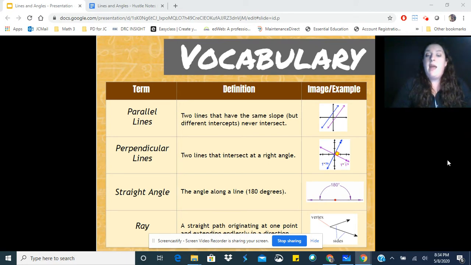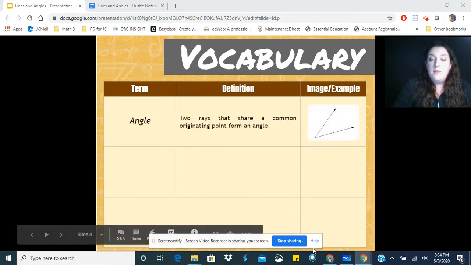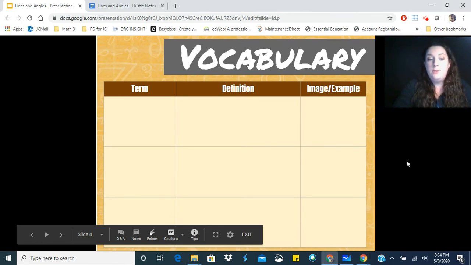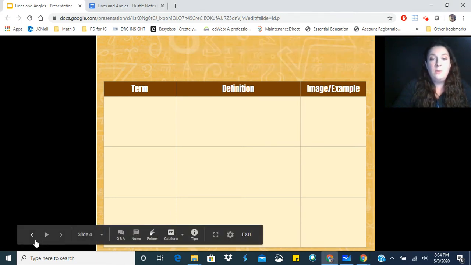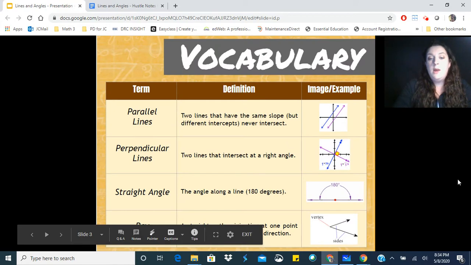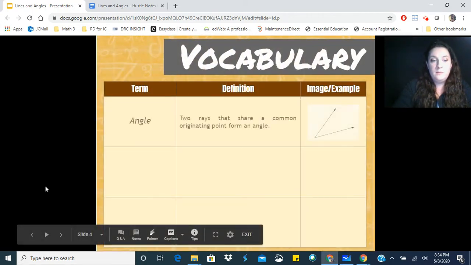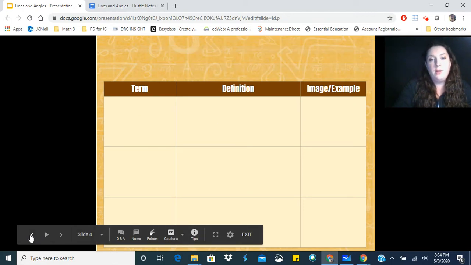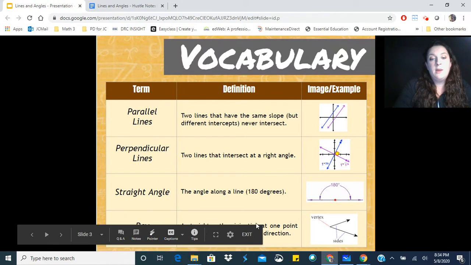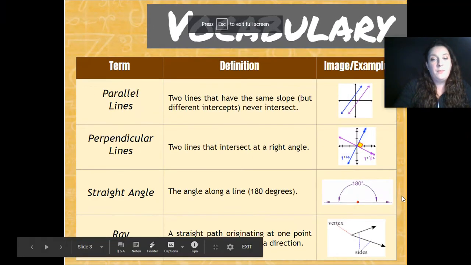And then a ray is the path. Oops, sorry guys. This is a new thing for me too. Just like the smart board at home. The computer's not that smart either. Okay, so how do I make that disappear? I guess I don't.